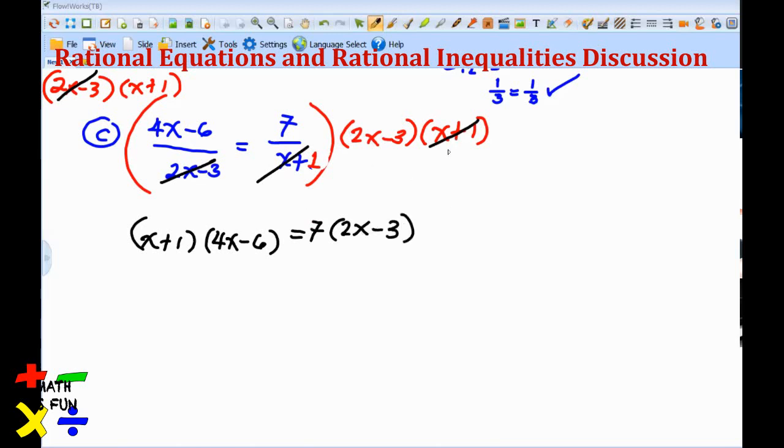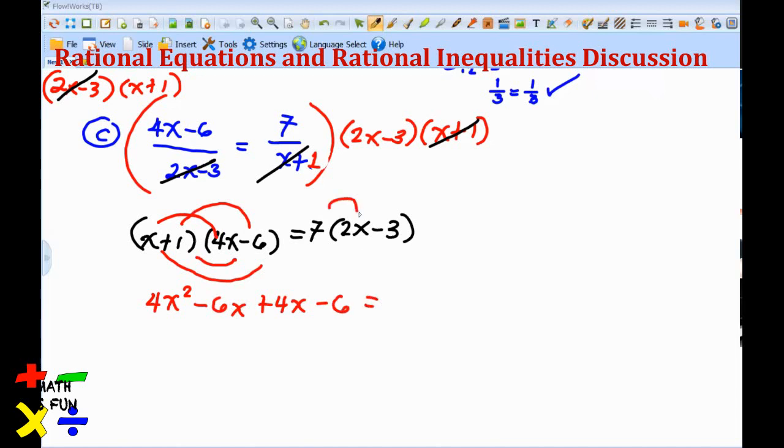Okay, so this is a binomial, so we will distribute. X times 4x will give you 4x squared. X times negative 6 will give you negative 6x. 1 times 4x will be 4x. 1 times negative 6, negative 6. 7 times 2x will give you 14x. 7 times negative 3 is negative 21.